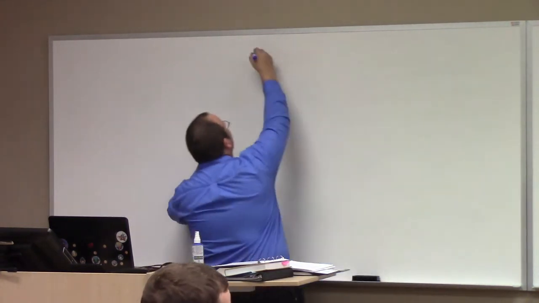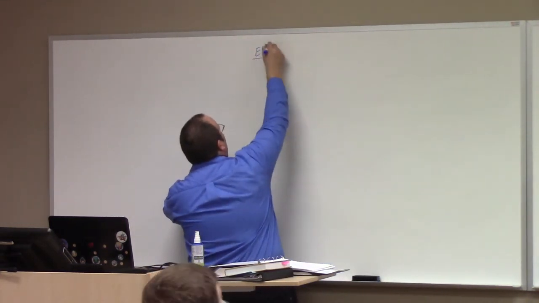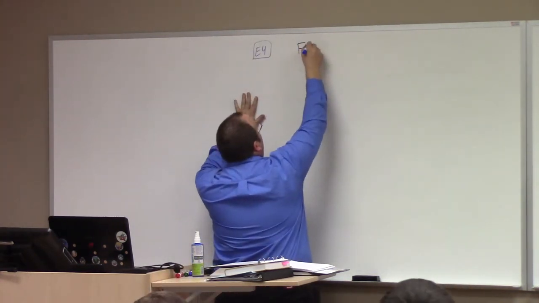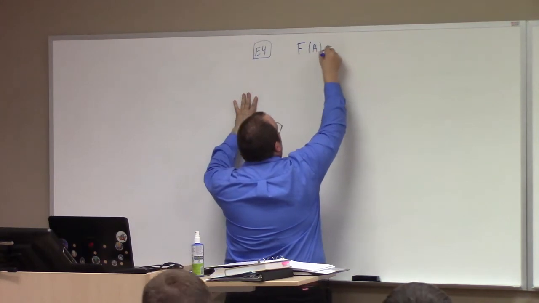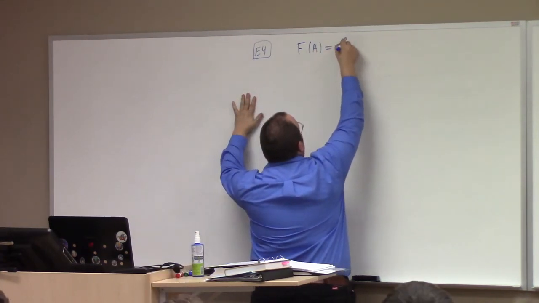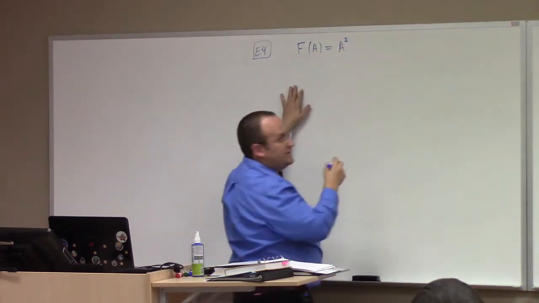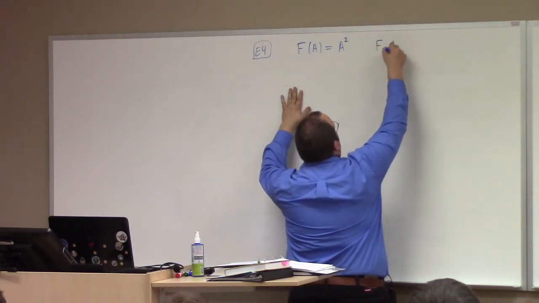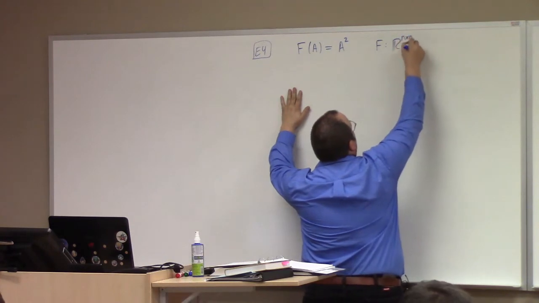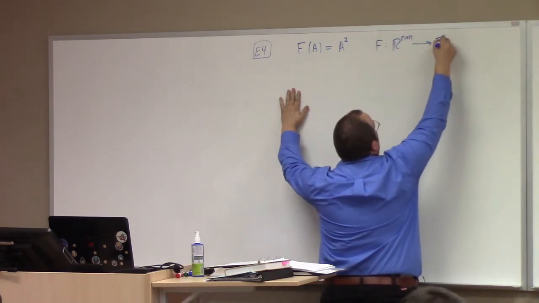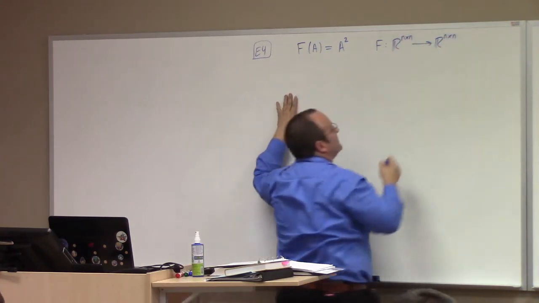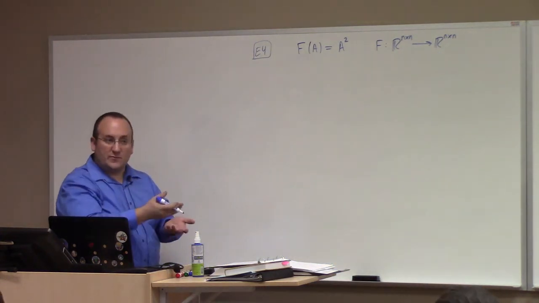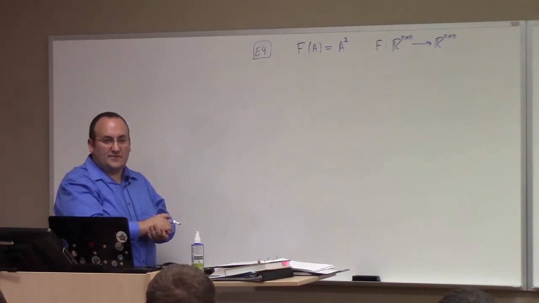Example 4. Anyway, how about this? If we have f of A equal to A squared, right? Here I'm talking about f being a mapping from R^(n by n) to R^(n by n) with the usual Frobenius norm, all right? What's the derivative? Is this a differentiable map? And if so, what's its differential?